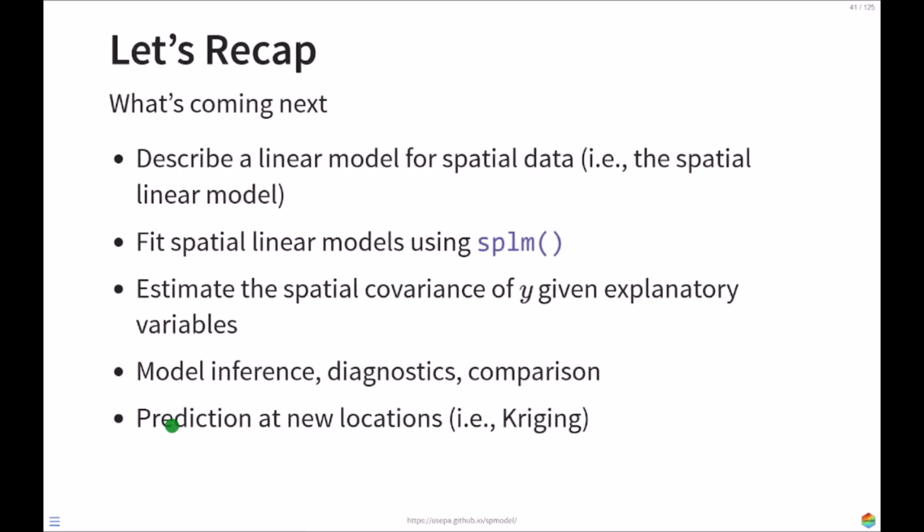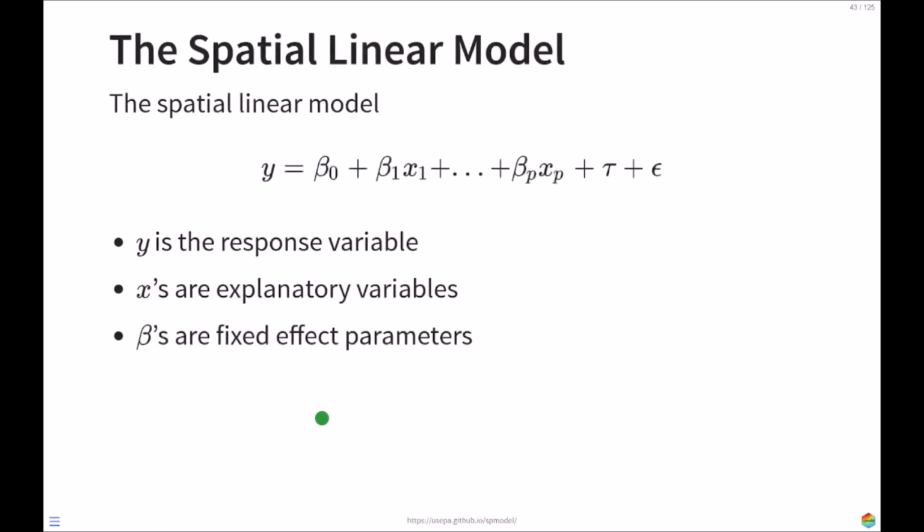We're going to talk about a linear model for spatial data a little more concretely. This is the spatial linear model. We're going to fit them in R using the splm function from spmodel. We're going to estimate spatial covariance of Y given those explanatory variables. We're going to talk about all pieces of building a model, so model inference, model diagnostics, model comparison, and then we'll make predictions at new locations. This is sometimes called kriging.